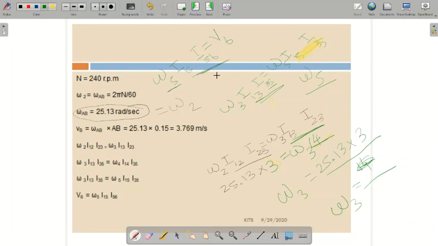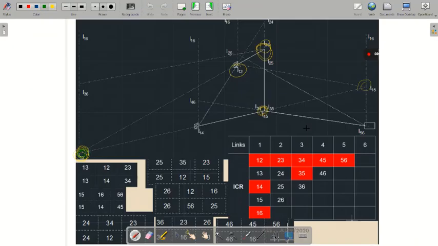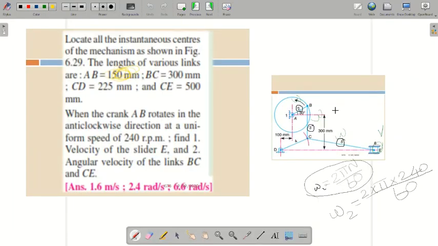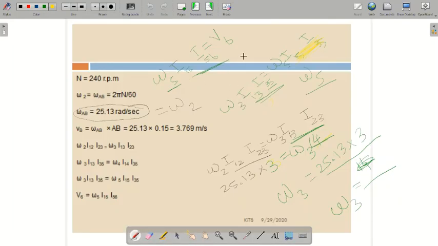This one is I1556. Where is I1556? This is 56, and this is 15. Now measure the distance and put it here. We will get the velocity value, some value will come. You should write it in meters per second. Angular velocity should be written in radians per second.